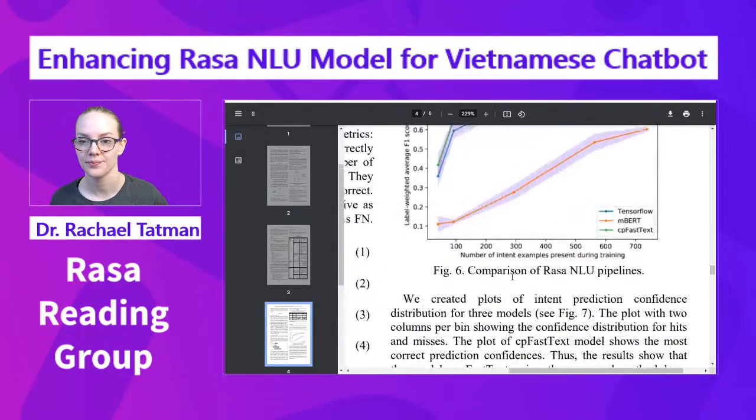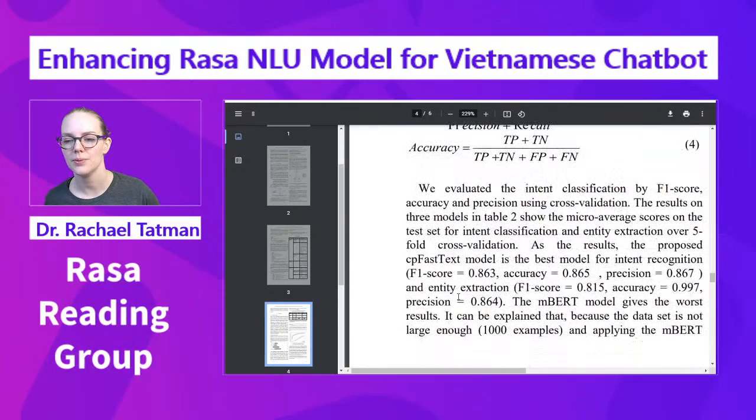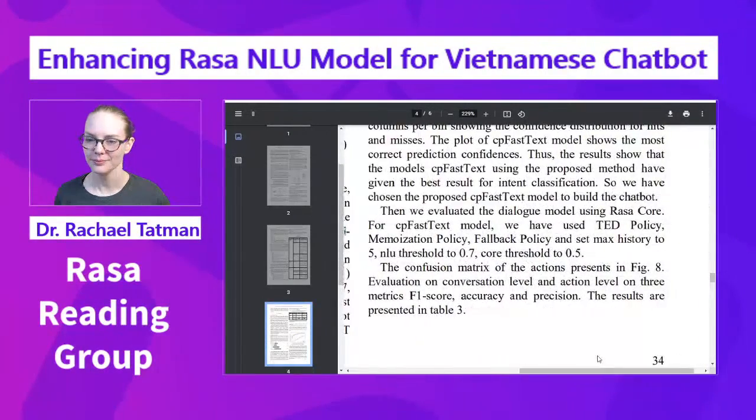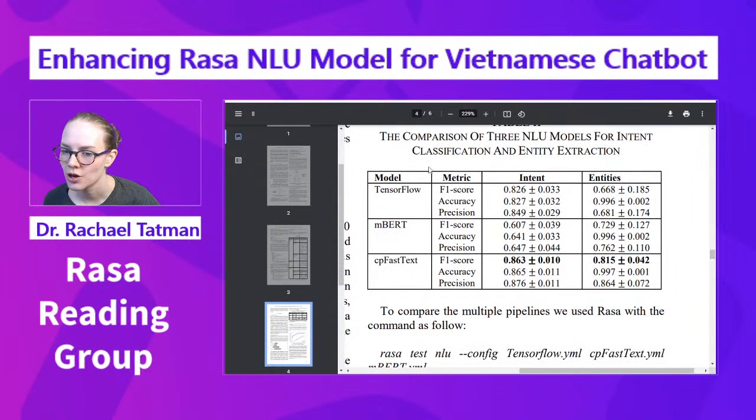5-fold cross validation. Nick asked how many folds they were doing. Here it is, 5-fold cross validation. Yeah, good question. So they're saying that BERT probably isn't appropriate because they have a small training data size, and TensorFlow model gives better results. So looking at the results, I'm wondering why just this line is bolded.